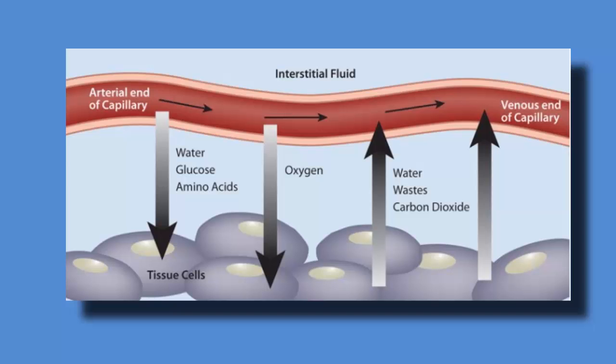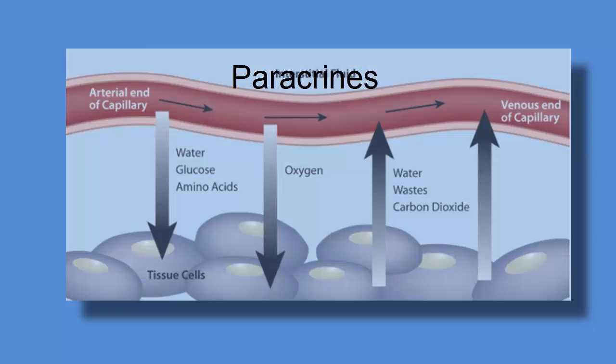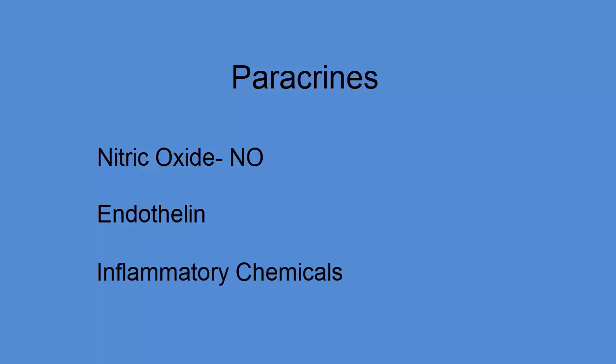When a tissue is not adequately perfused, there is a buildup of metabolic waste products, and this will initiate local responses to increase blood flow. Some of these responses include the release of paracrines, which act as local hormones, such as nitric oxide, which is a powerful vasodilator, and endothelin, which is known to be the most potent vasoconstrictor. During trauma or immune response, the release of inflammatory chemicals will cause vasodilation. These are some of the metabolic controls for the autoregulation of blood flow.